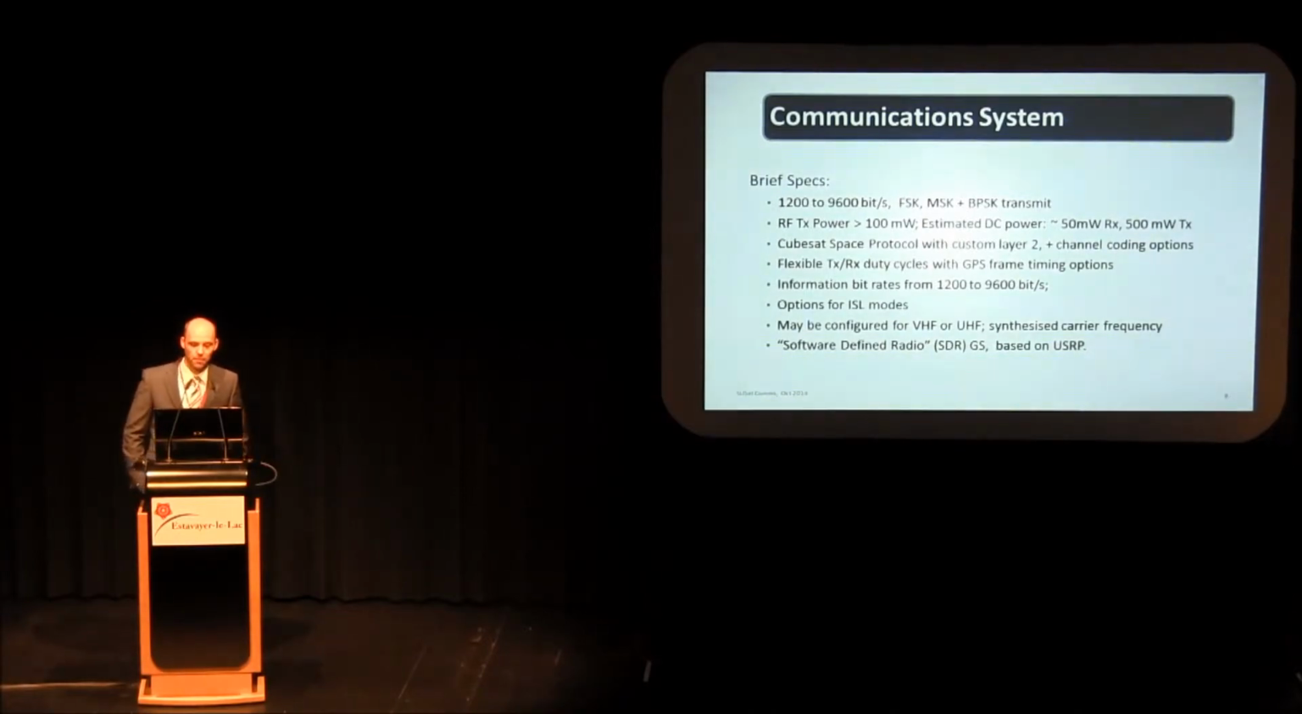Some specs: about 1200 to 9600 bits per second. The transmit power is about 100 milliwatts, so the DC power is about 500 milliwatts for TX and about 50 for receive. We use the CubeSat space protocol with a custom layer 2 and channel coding. We also use GPS frame timing, using the GPS to synchronize the downlink. It's not necessary, it can be done without it, and that's important because our GPS is not on the whole time. We turn it on for a certain amount of time, then propagate the trajectory forward and turn it off. So some passes at the ground station we would have GPS for use, and other times we would not.